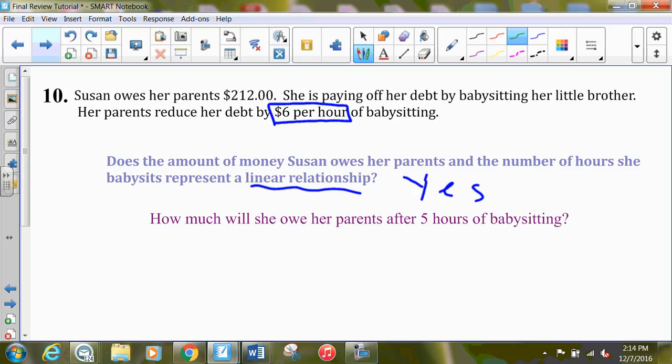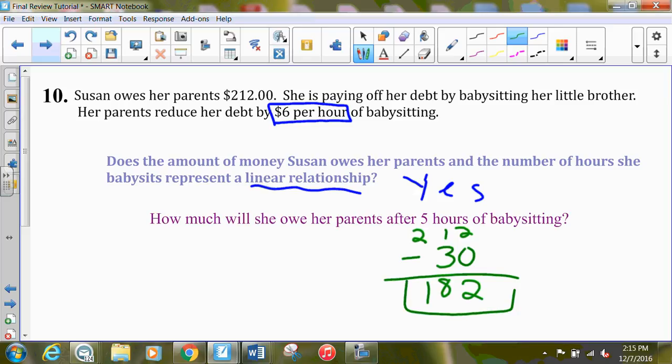Let's see, how much will she owe her parents after 5 hours of babysitting? Well, I know that in 5 hours of babysitting, she worked $6 each hour, so she made $30. And we're assuming here that she takes every penny that she makes babysitting and uses that to reduce her debt. So she's going to have 212 minus 30, and what's that going to give me? I'm not having a calculator here. 11 minus 3 is 8. So she'll still owe her parents $182. Okay. You could also have made a table with that if you wanted to.